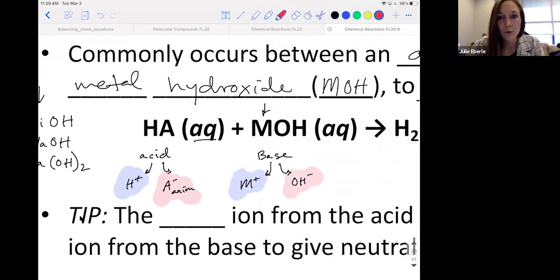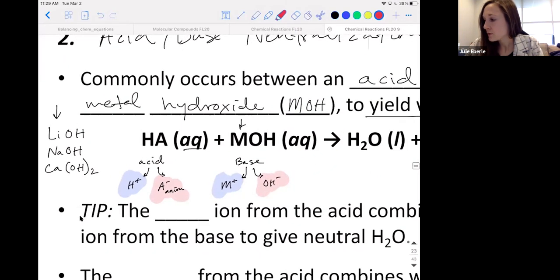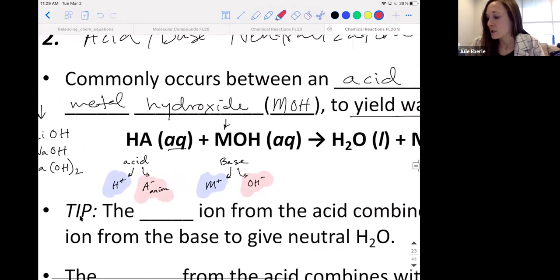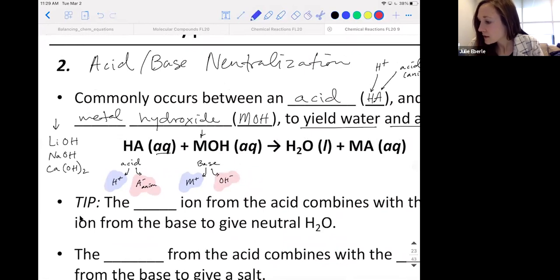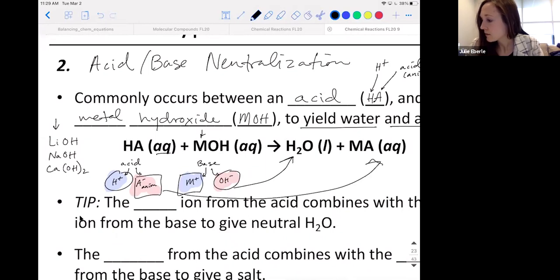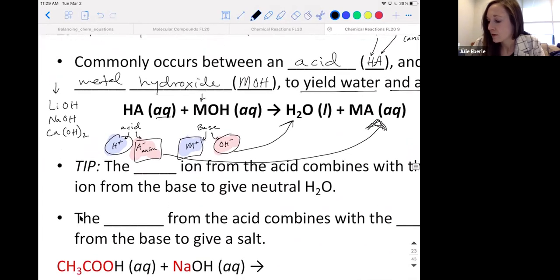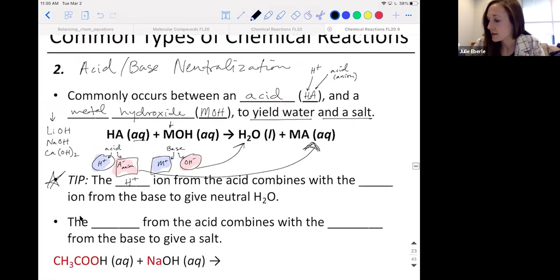Remember, you pair up blue and red, blue and red. So obviously, the H plus and the OH minus are what go to form your water. And then the metal and the anion part are what form your salt. So these two are going to form the water, and I'll put squares around these; these are going to form the metal salt. So what we just drew out, I'm going to say in word form now. The hydrogen ion from the acid is going to combine with the hydroxide anion from the base, and that's what gives us neutral water.